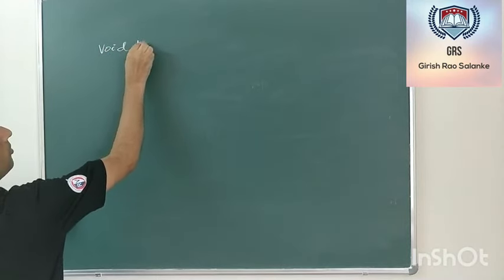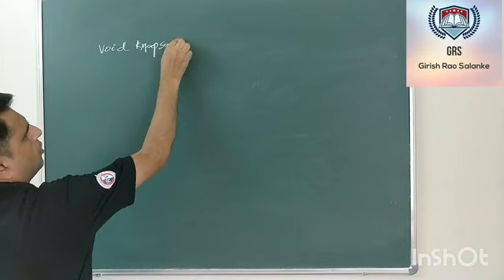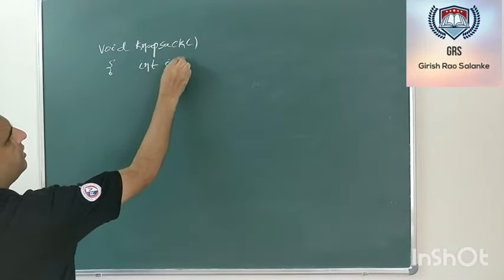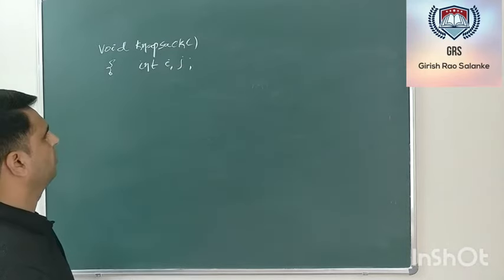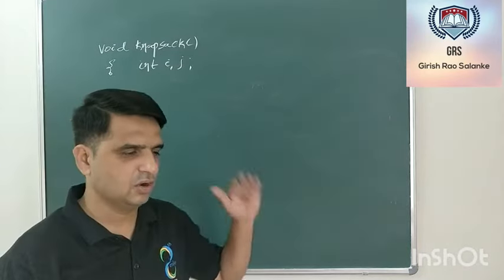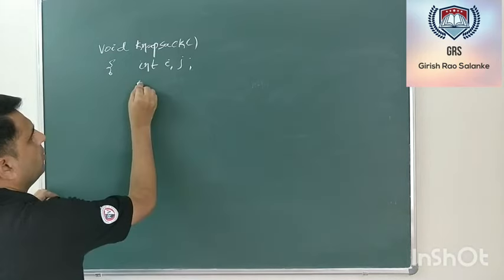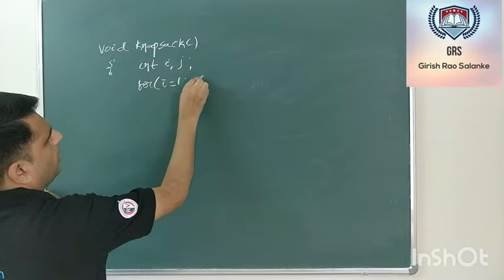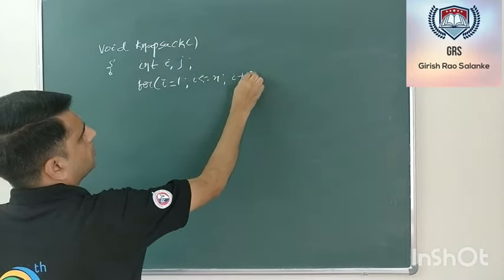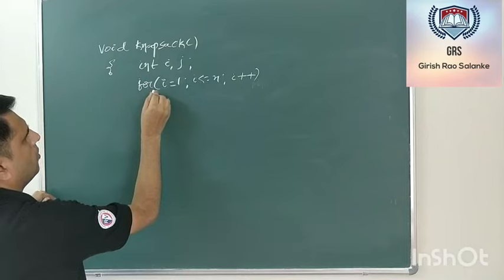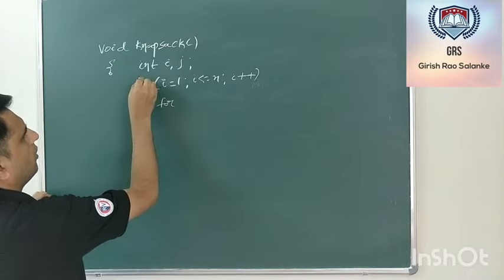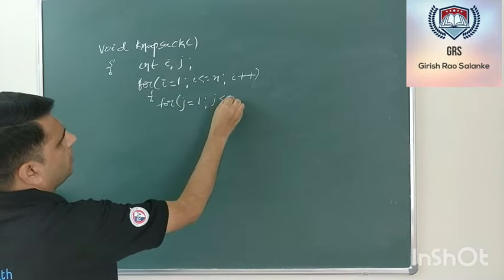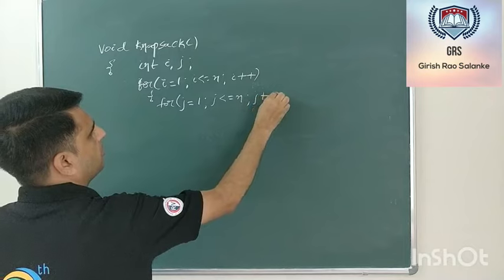Void knapsack, no arguments, int i, j. Now if you have noticed, the first row and first column were 0. So what I will do: for i is equal to 1, i less than or equal to n, i plus plus. This is also a for loop. For j is equal to 1, j less than or equal to n, j plus plus.